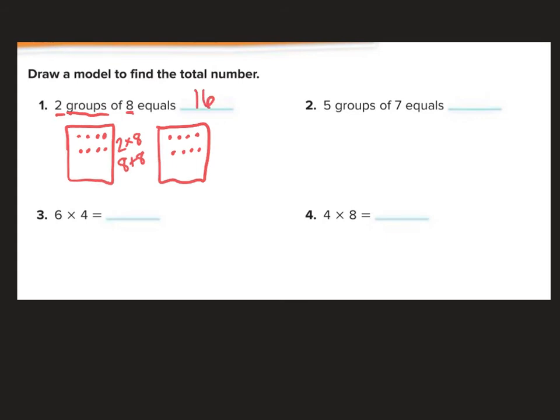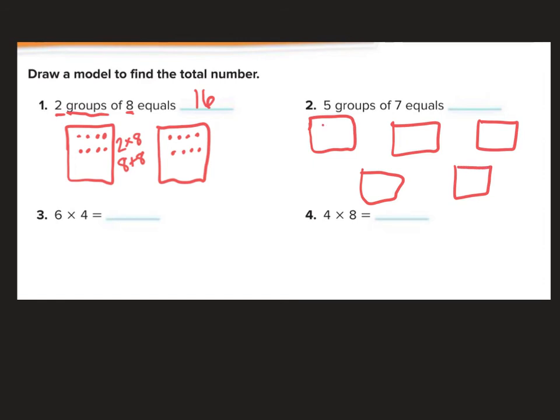All right, 5 groups of 7. Ooh, this is going to be a doozy to draw out. 5 groups of 7. 1, 2, 3, 4, 5, 6, 7, and again for each of the 5 groups.